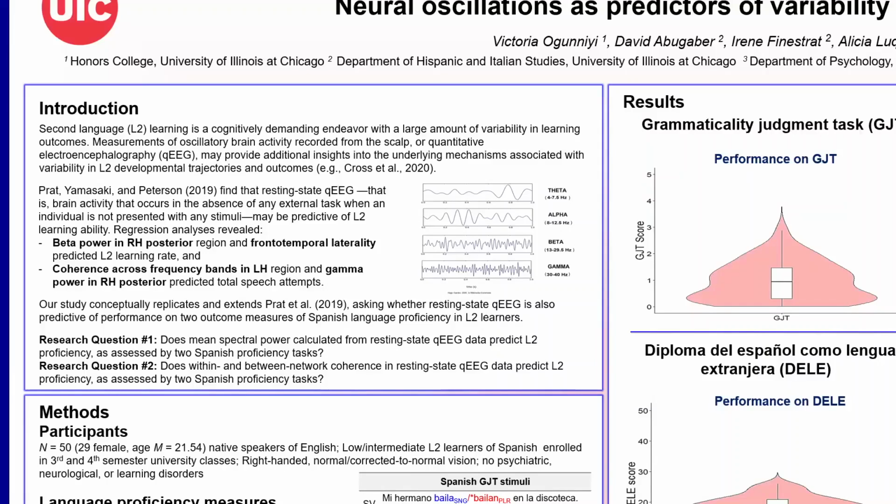The first of which was, does mean spectral power calculated from resting state QEEG data predict L2 proficiency as assessed by two Spanish proficiency tasks? And the second of which was, does within and between network coherence in resting state QEEG data predict L2 proficiency, again as assessed by two Spanish proficiency tasks?